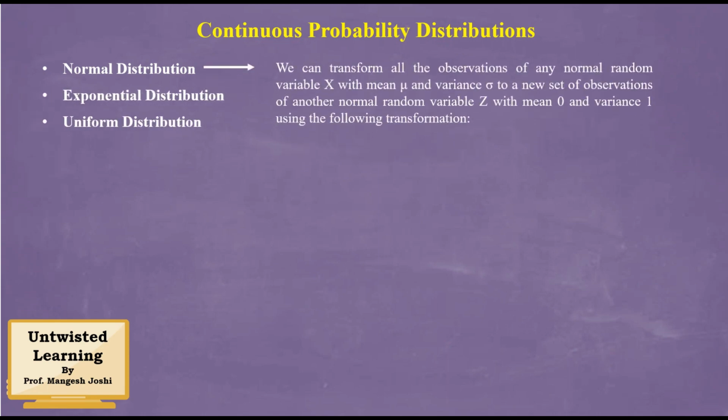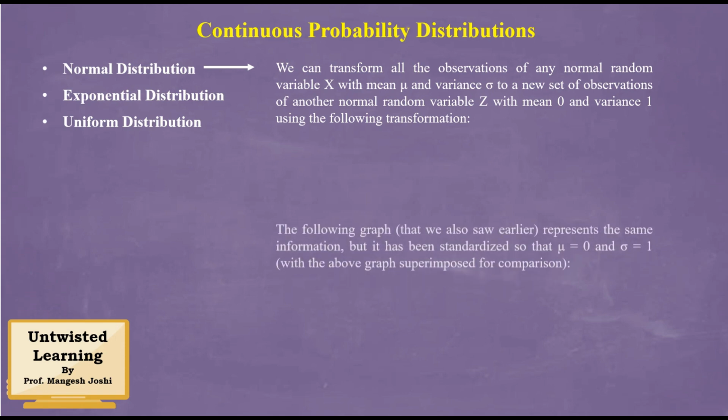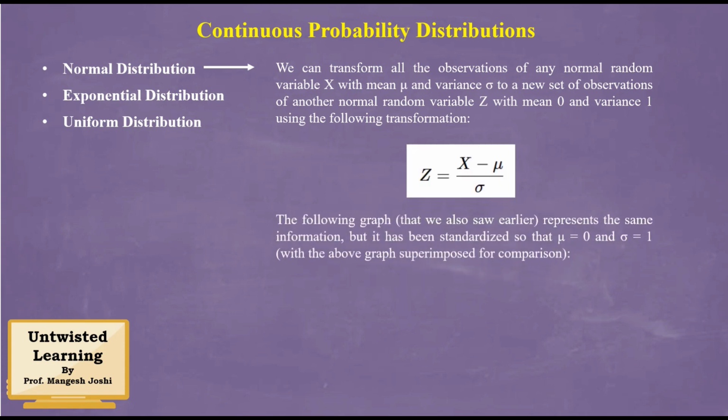Now we can transform all the observations of any normal random variable x with mean mu and variance sigma squared to a new set of observations of another normal random variable z with mean 0 and variance 1 using the following transformation. The formula for z is z equals x minus mu divided by sigma.